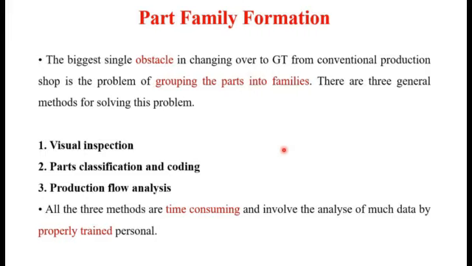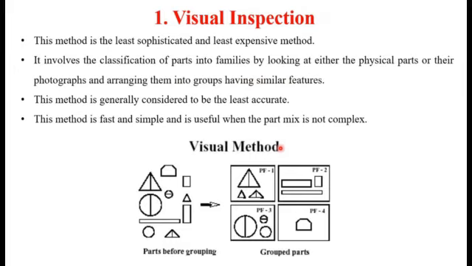This problem can be solved by these methods: visual inspection, part classification and coding, and production flow analysis are the three methods to implement group technology. All three methods are time consuming and involve the analysis of much data by properly trained persons. This is again a requirement of group technology.